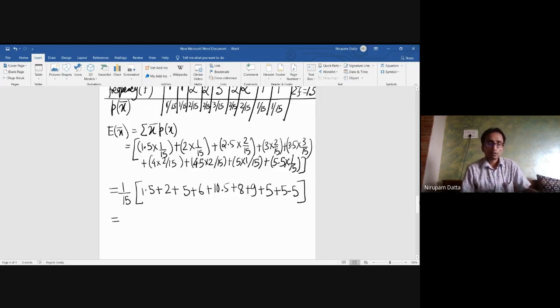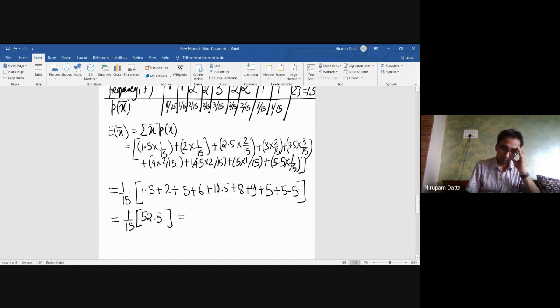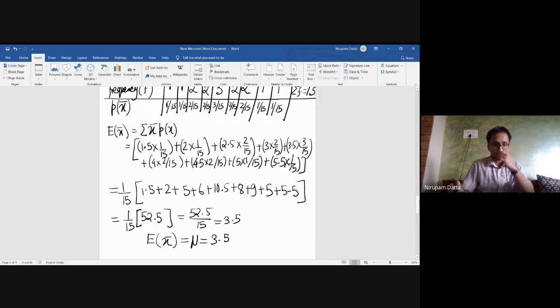Now we will have to find the... so what is this turning out internally? 1.5 plus 2, 3.5 plus 5, 8.5 plus 6, 14.5 plus 10.5, 25 plus 8, 33 plus 9, 42 plus 5, 47 plus 5.5, 52.5. 52.5 by 15. So what do we get? Expected value of the sample mean is equal to the population mean, which is equal to 3.5.